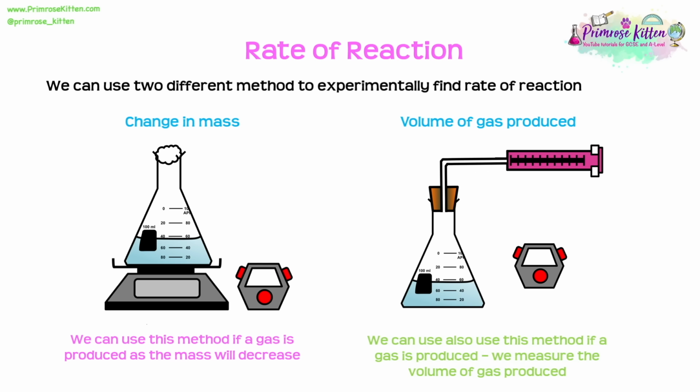However, if we want to measure the volume of gas produced instead, then we would use this setup here. We could either connect our reaction mixture to a syringe, or we could connect it to an upturned measuring cylinder. We would also always need to have a stopwatch. Whenever we're working out the rate of anything in science, we need a stopwatch to measure our time. Now this method is perfect if a gas is produced as well. This time though, we're going to measure the volume of gas produced.